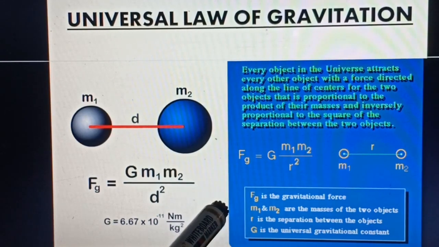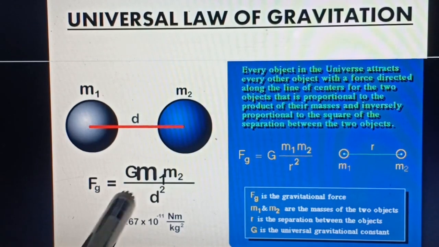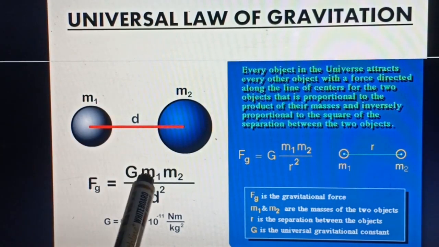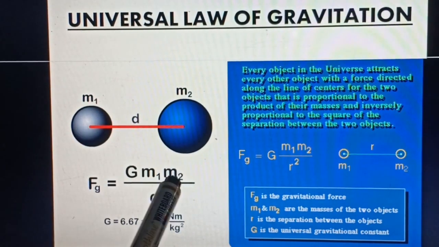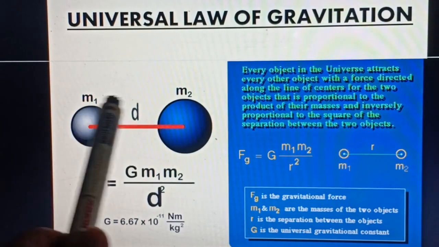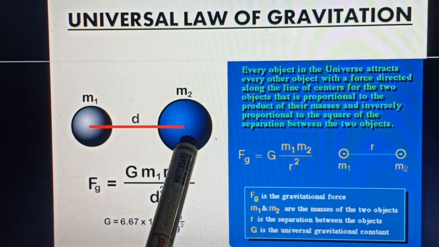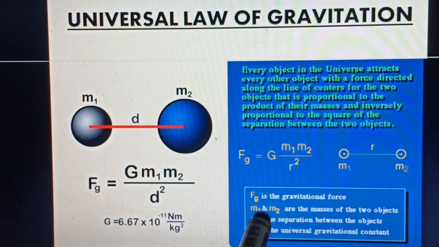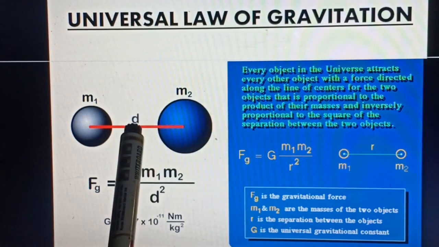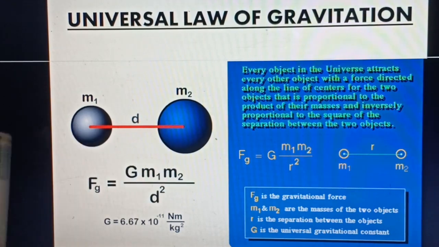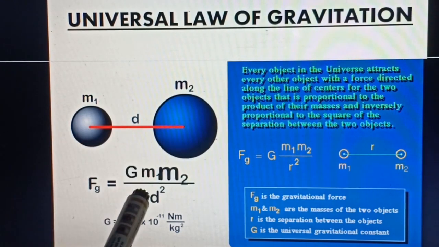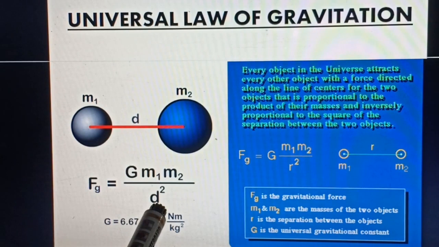So this force of attraction will be directly proportional to the product of mass of the bodies. Means Fg is directly proportional to m1 and m2, if m1 and m2 are the masses of two objects. And then if r or d, whatever you are taking, if d is the distance between these two objects, then it will be inversely proportional to the square of the separation or distance between these two objects.